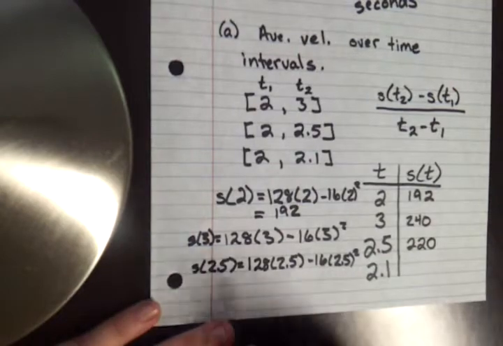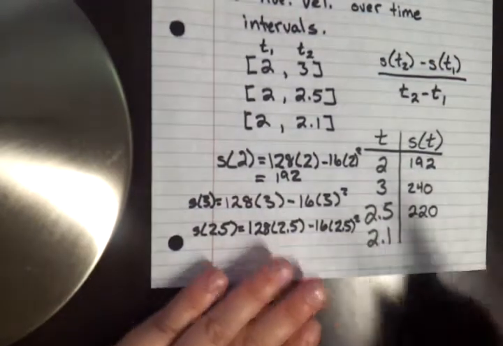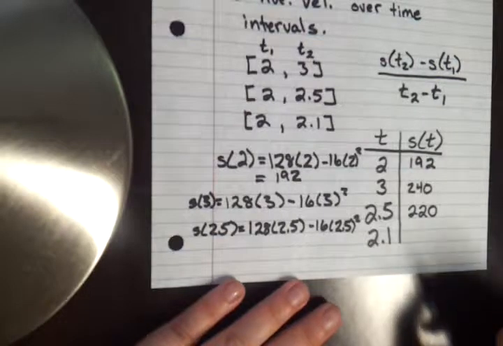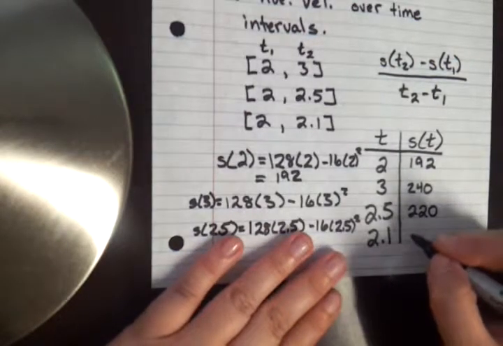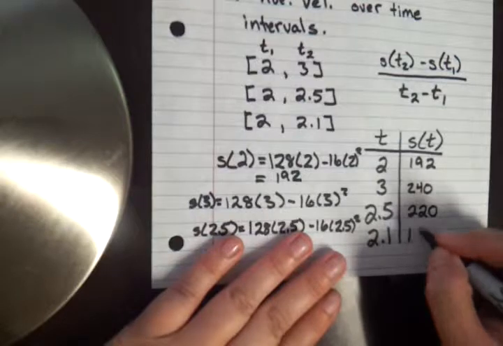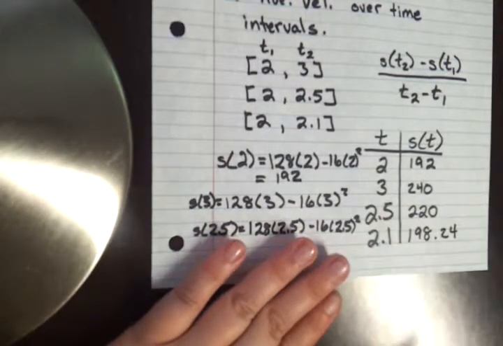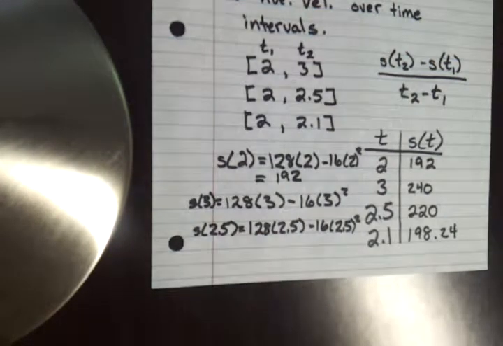If you did that with the numbers that we've got here on this page, you're looking at T equals 2.1 gives us S of T equals 198.24. So we actually have a little bit of a decimal thing going on here. Okay, so what do we do with these numbers? We're going to plug them into the formula that we just came up with.